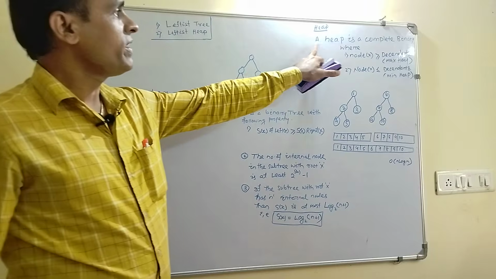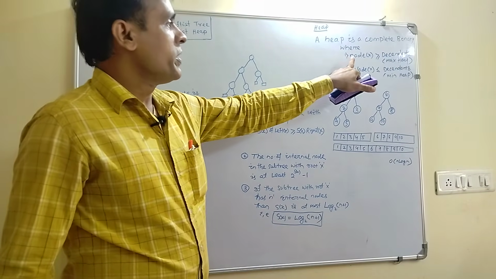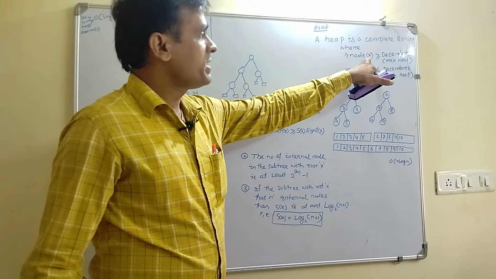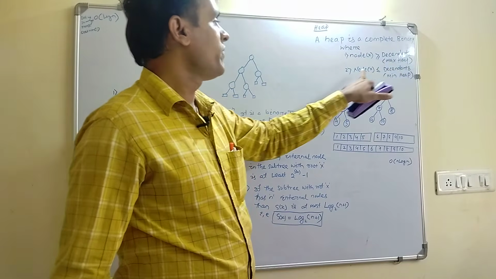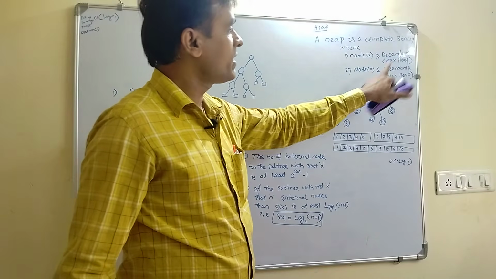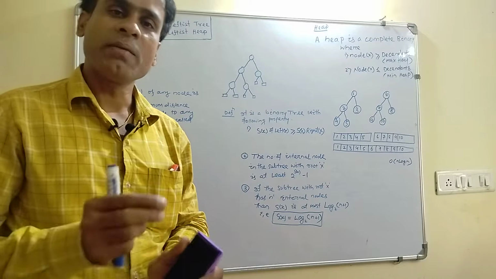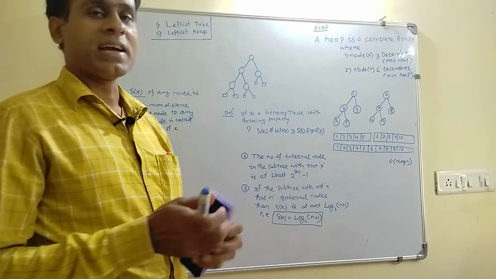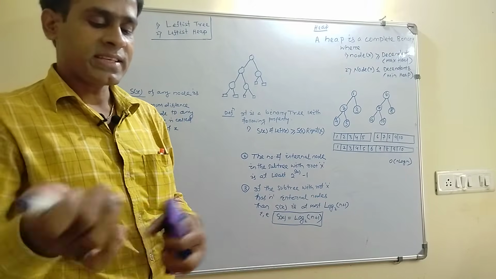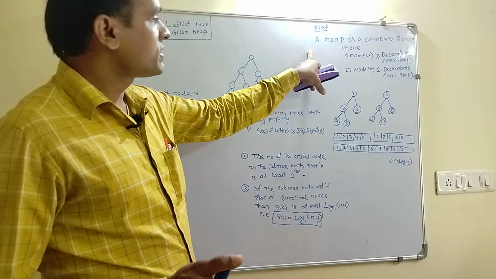A heap is a complete binary tree where every node is greater than or equal to its descendants, that is a max heap. If every node is less than or equal to its descendants, that is a min heap. But a heap is a complete binary tree, which we have already discussed in our last class. In this class, I want to explain the operations of a heap.